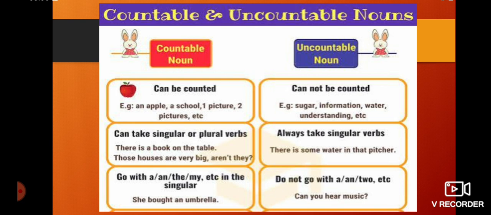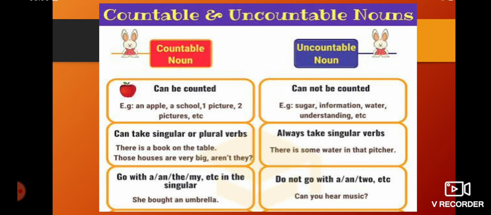Countable nouns can take singular or plural verbs. For example, there is a book on the table. Next, those houses are very big. But uncountable nouns always take singular verbs. For example, there is some water in the pitcher. We can use a, an or number words before a countable noun. But we cannot use a, an or number words before an uncountable noun.